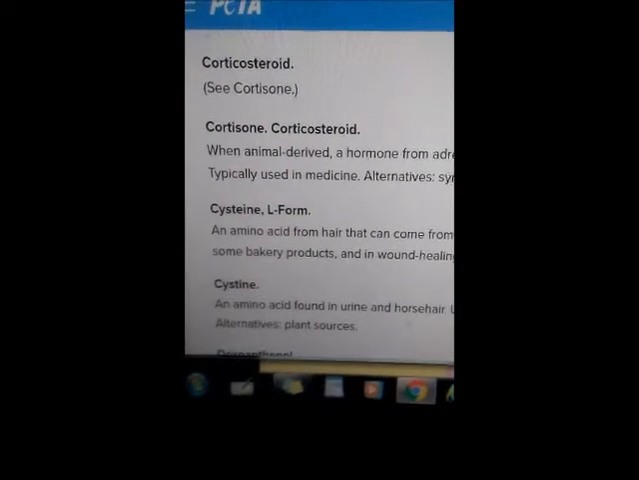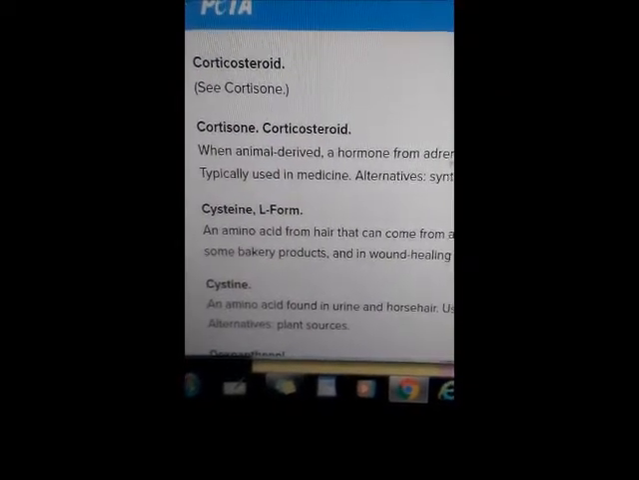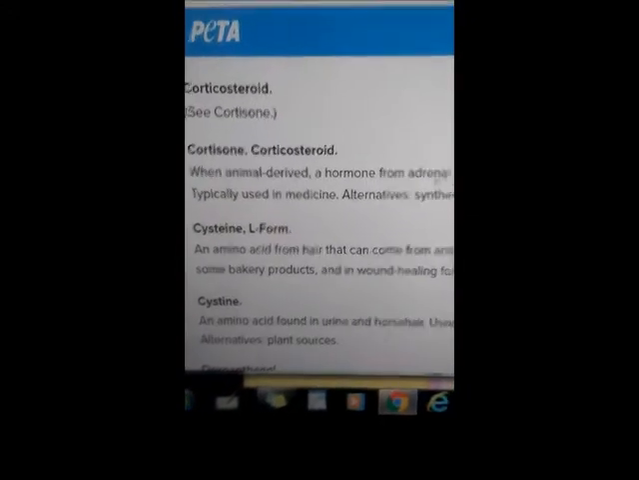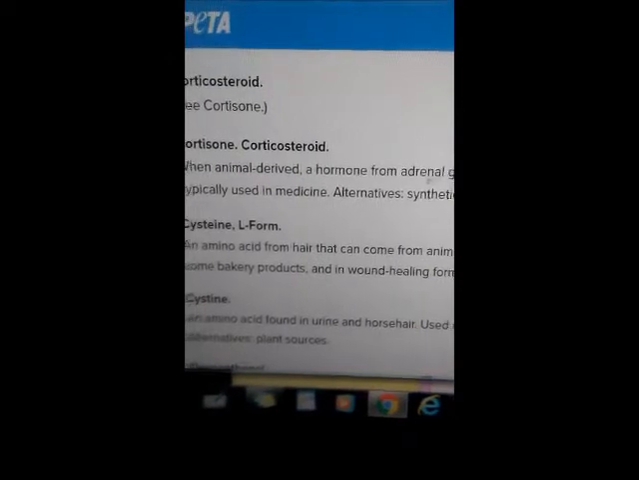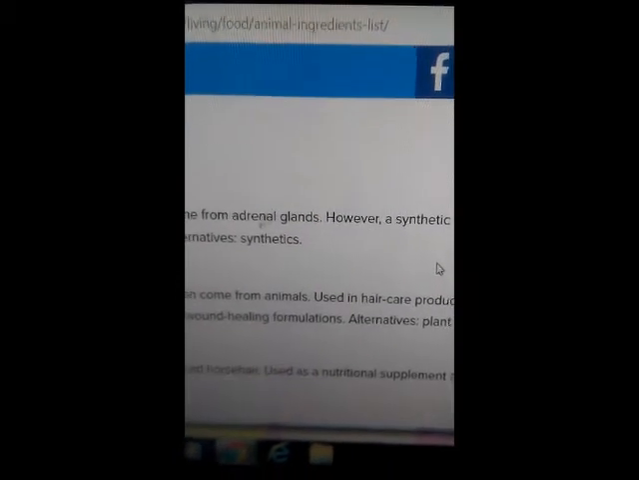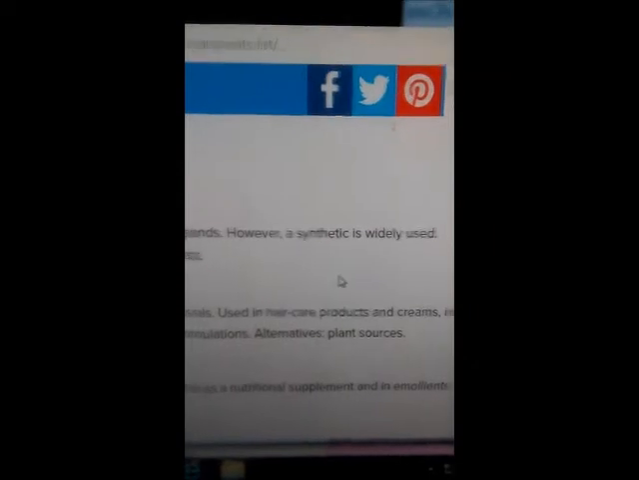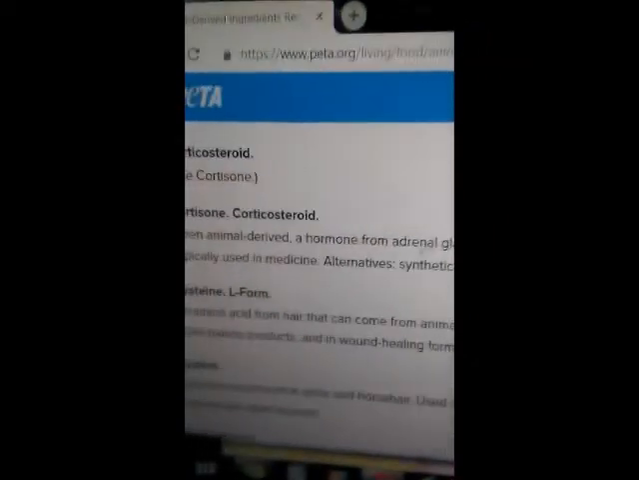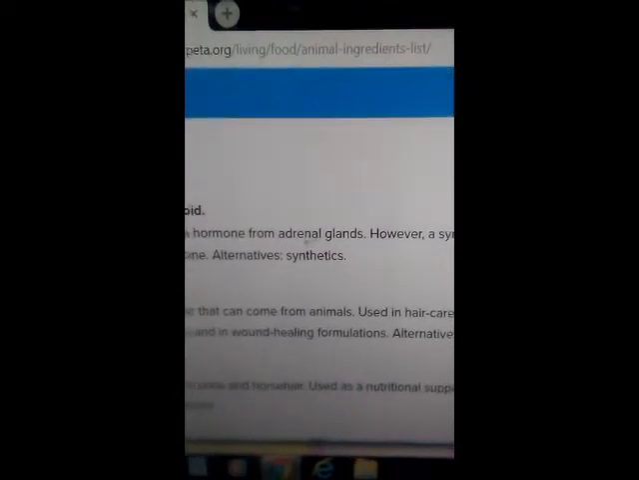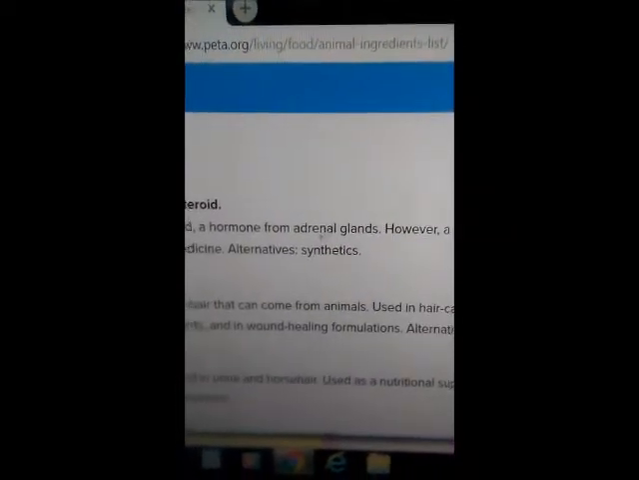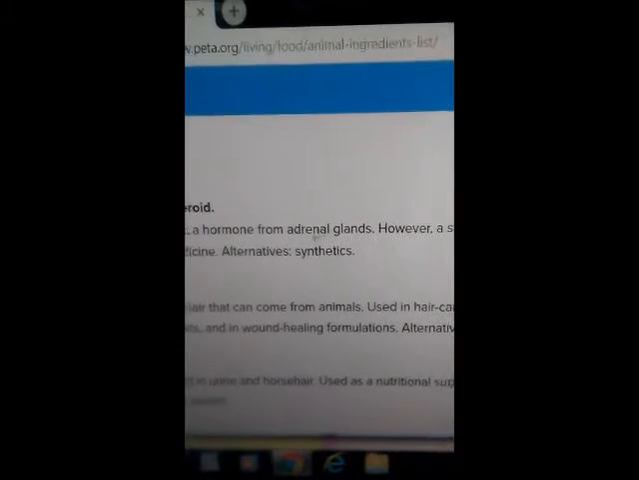So here's cortisone. Cortisone, corticosteroid. When animal derived, which most are, it is a hormone from adrenal glands. Remember in the very beginning, I read about what adrenal glands are. However, a synthetic is widely used, so be very cautious of what you use. Typically used in medicine. There are alternatives. They got synthetics, but synthetics are still not good for the skin either, especially long term.